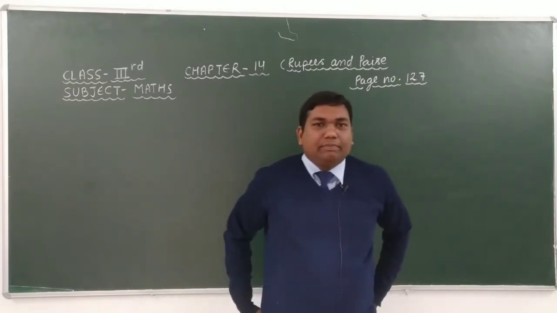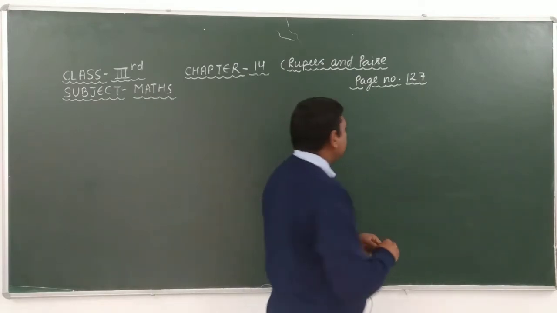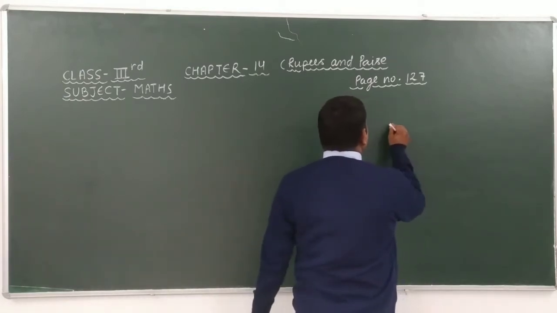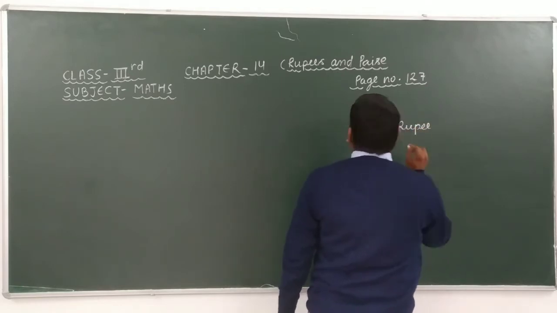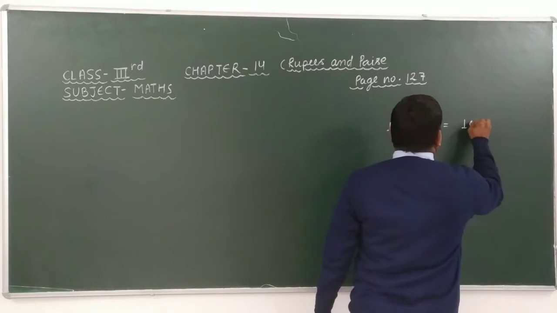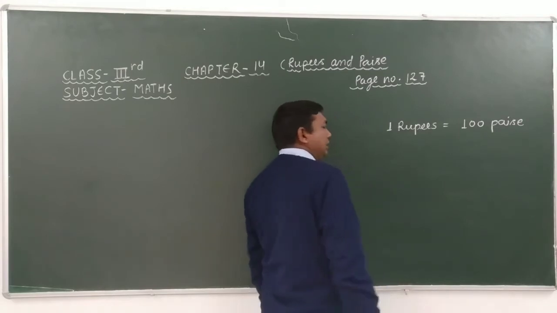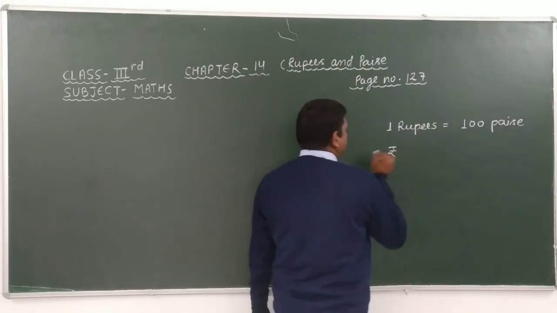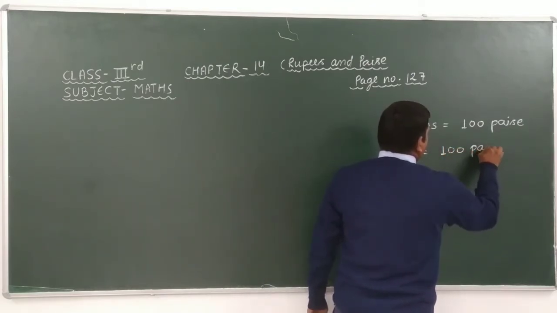Okay dear students, you know about rupees? Yes, we know that 1 rupee is equal to 100 paise. We use a notation for rupees like this. It means that this is the notation of rupees. 1 rupee is equal to 100 paise. Okay students.